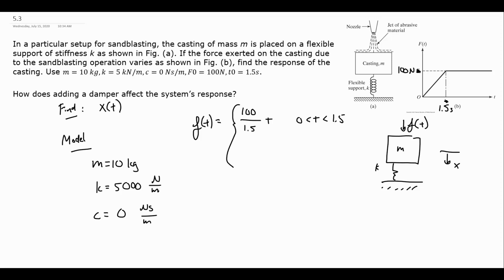And then we'll have a second interval after 1.5 seconds. It has a different definition. So one way we could define it is simply, we could say, okay, it's 100 at 1.5 seconds, and then it goes on. And that is a perfectly fine way to define this piecewise function for f of t.